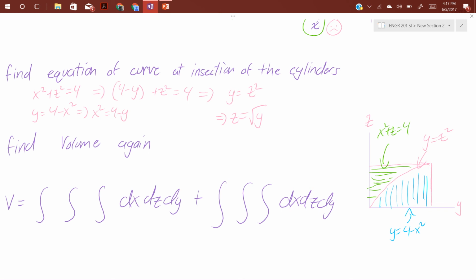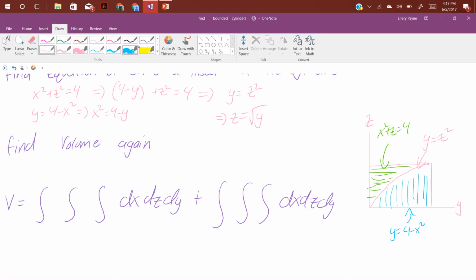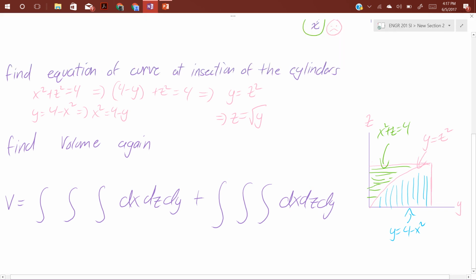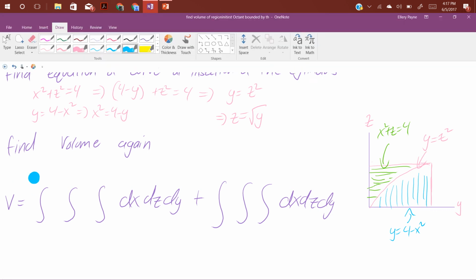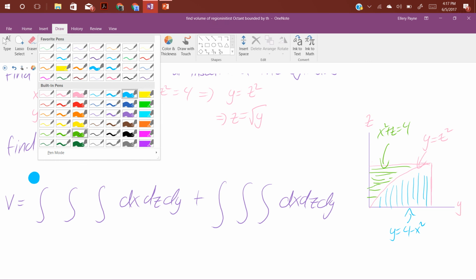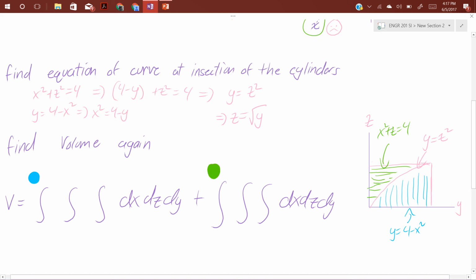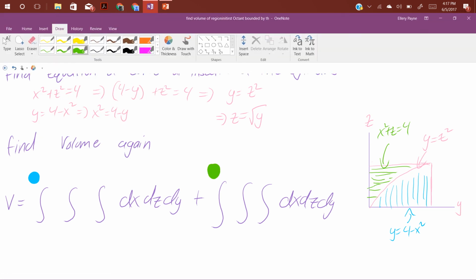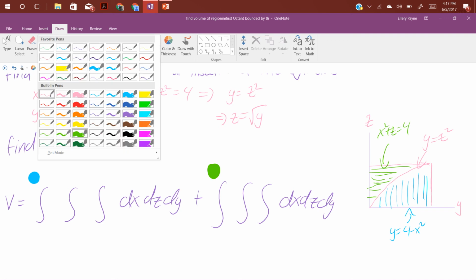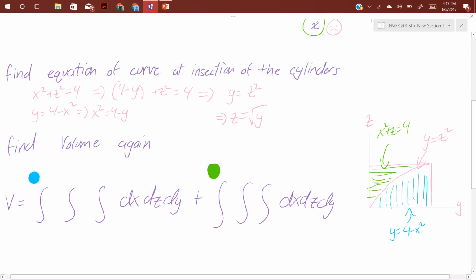So I want to use the blue region first. I want to just mark it blue. So this is the blue part. This is the green part. So we're essentially just doing this integral in two different regions, which is divided up by that y equal to z squared plane.